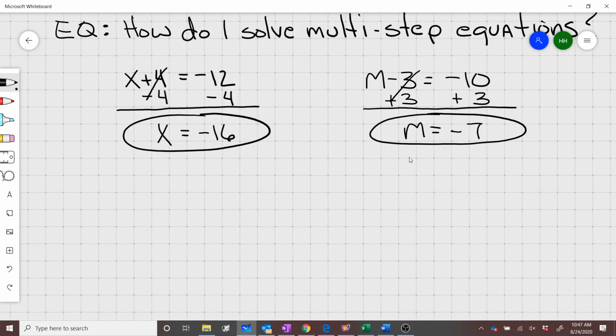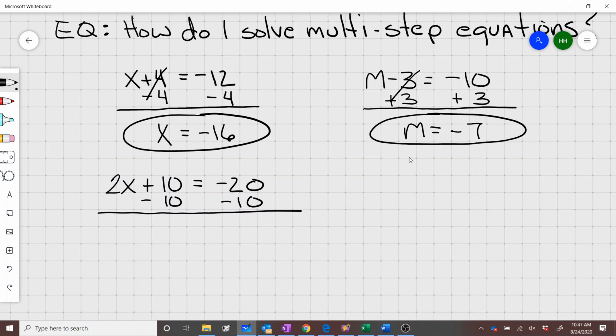Now let's do something like 2x plus 10 equal to negative 20. All right, so this is where this multi-step comes in. Now we gotta do one more step. First thing is to get this variable by itself, this 2x. So we're gonna subtract 10 from each side. Alright, the 10's cancel on the left. Now the 2x comes down. So our 2x is equal to negative 20 minus 10. You can use a calculator if you want to. That's a negative 30.